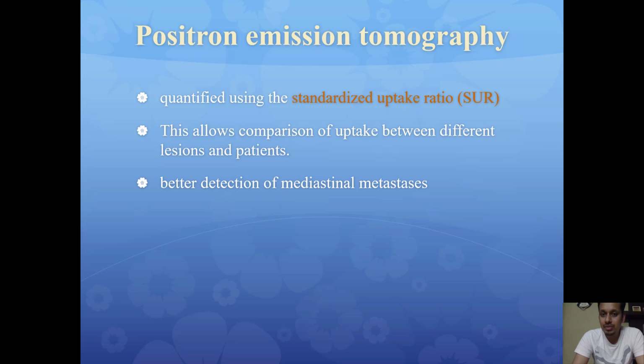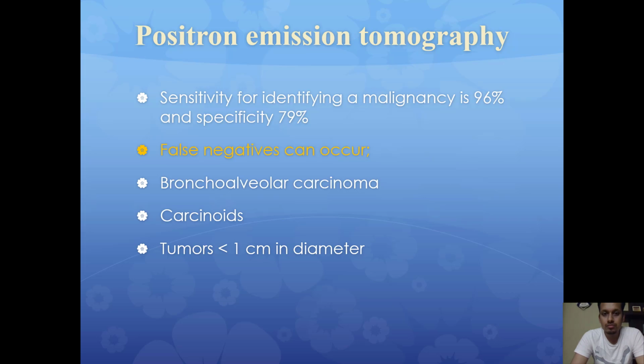And the uptake is quantified using SUV, standardized uptake value. There is actually no value of standardized uptake value above which it is definitely malignant, although many people say that 3 to 6 is a good cutoff, or 3 SUV is a good cutoff. Although many radiologists would say that there is no such thing as a cutoff for an SUV.